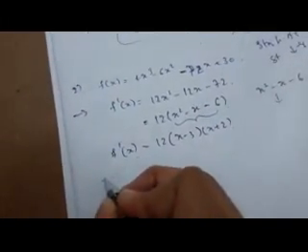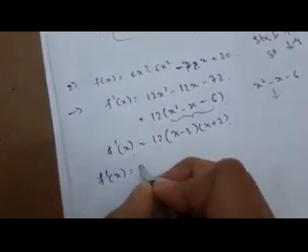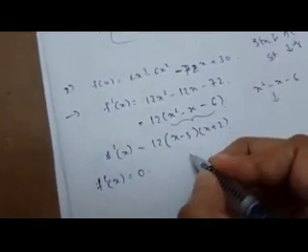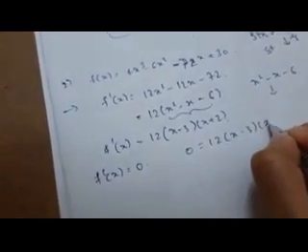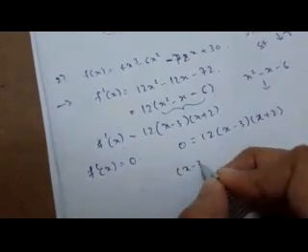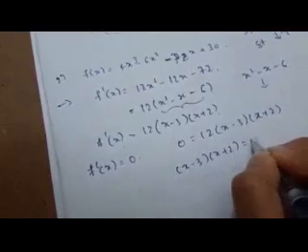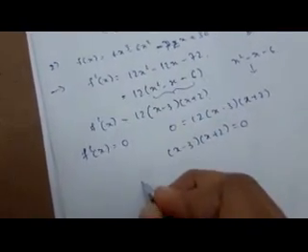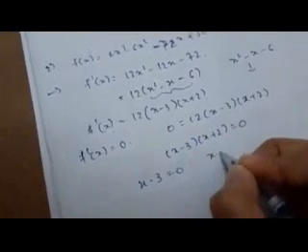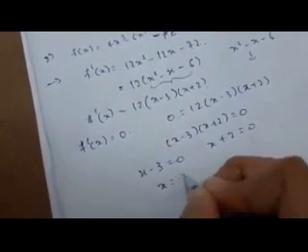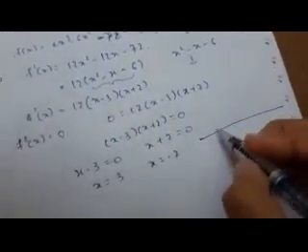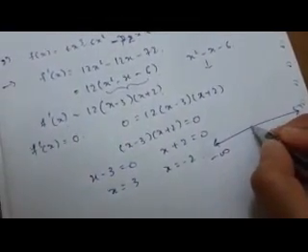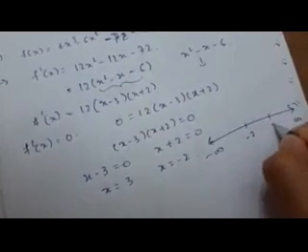Now at this stage, I am taking f dash of x equal to 0. When I take f dash of x equal to 0, 0 is equal to 12 into x minus 3 into x plus 2. So x minus 3 into x plus 2 is equal to 0. When the product of any two terms is equal to 0, either x minus 3 is equal to 0 or x plus 2 is equal to 0. So this gives us x is equal to 3 and x is equal to minus 2. Now if I draw the number line, with minus infinity and plus infinity, this value is minus 2 and this is our plus 3.